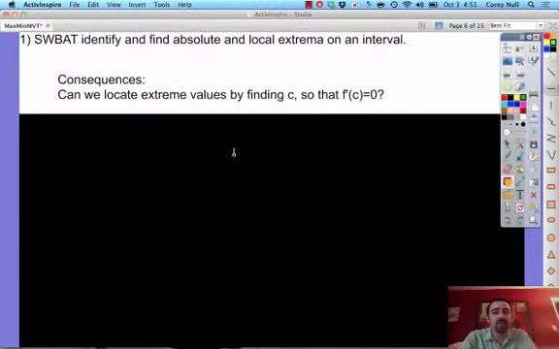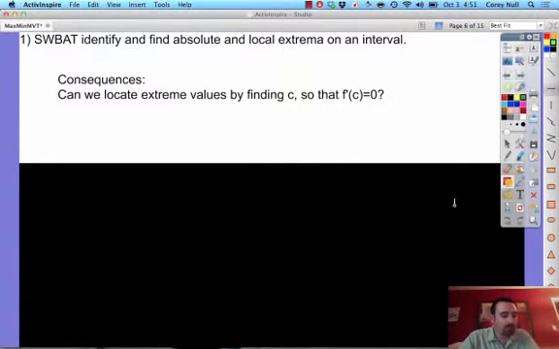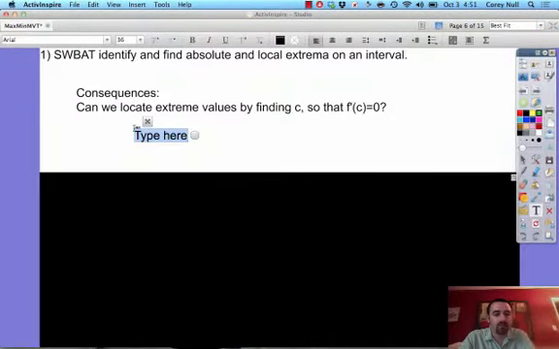Can we locate extreme values of f by finding c so that f prime of c equals 0? So if I give you a function, can you absolutely find a maximum value if you know that f prime of c equals 0? Well, that might be true. Let's see here. If I take something like x cubed minus x, if I take the derivative of this, I get 3x squared minus 1, and I find where that equals 0, will that necessarily be a maximum value here? That's an interesting question.